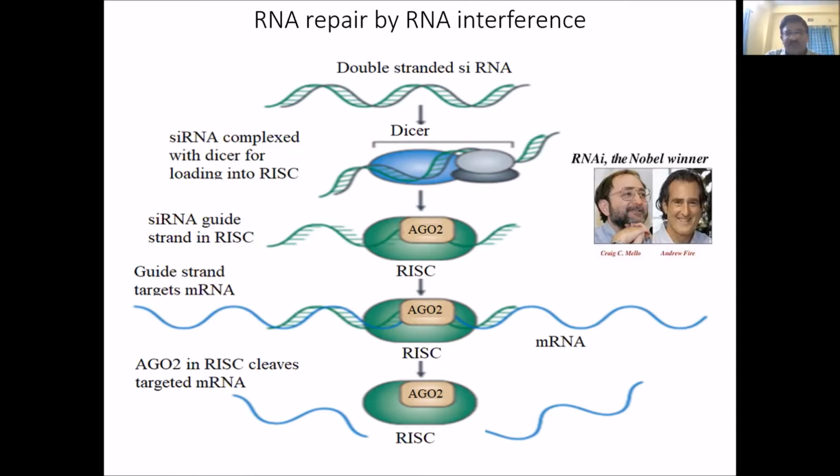The job of this RISC is to guide this Argonaute complex and the guide strand of this cleaved small interfering RNA molecule to the target eukaryotic mRNA molecule and cleave it down. So this can very well cleave any defective mRNA bearing the disease genes or defective genes.